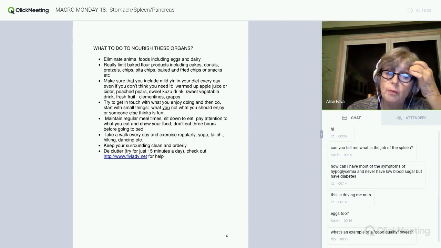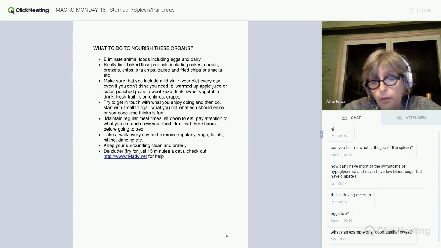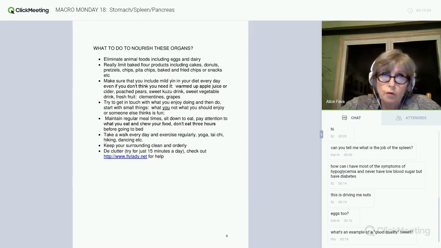So if you have a problem with hypoglycemia, really take a look at how much of this you're consuming. Even good quality bread, a couple of slices of good quality sourdough bread is fine, but you know how difficult it is to just have a couple of slices of even good quality bread a week. And so then also make sure to include mild sweet in your diet every day, even if you don't think you need it, even if you're not craving it.